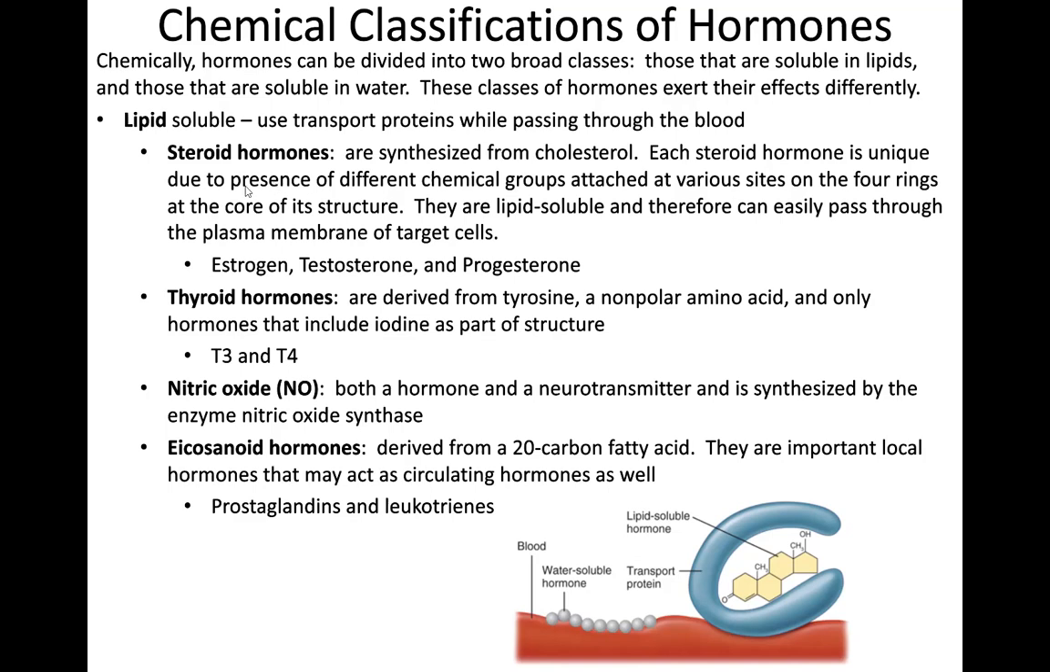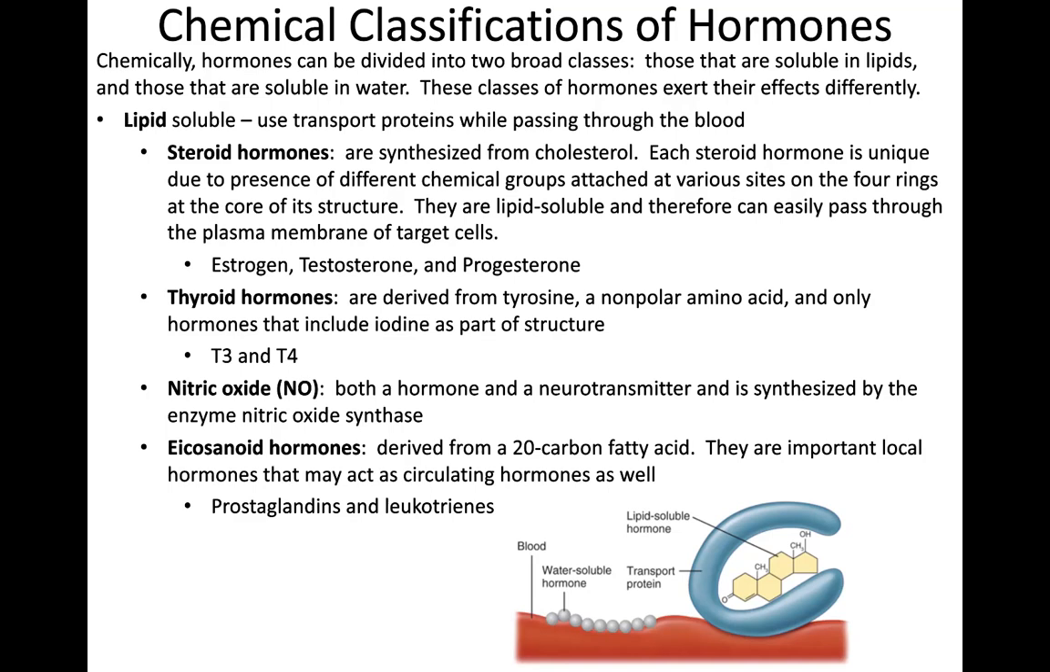There are four types of lipid-soluble hormones listed here. Steroid hormones, which we learned earlier in the semester, are synthesized from cholesterol. Each steroid hormone is unique due to the presence of different chemical groups attached at various sites on the four rings at the core of its structure. That's what's pictured there in the figure. They're lipid soluble, therefore can easily pass through the plasma membrane of target cells, and we'll get to that in a little bit. Examples of steroid hormones include your important sex hormones: estrogens and progesterone in females, and testosterone in men.